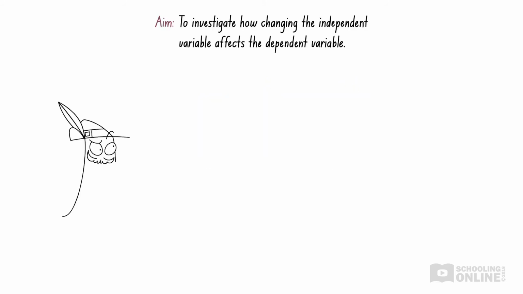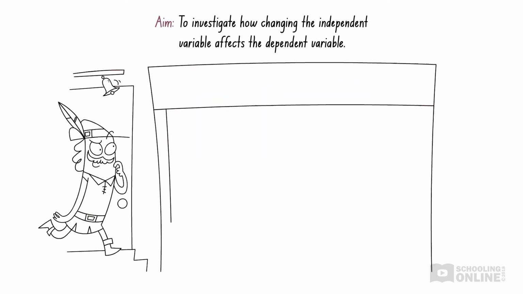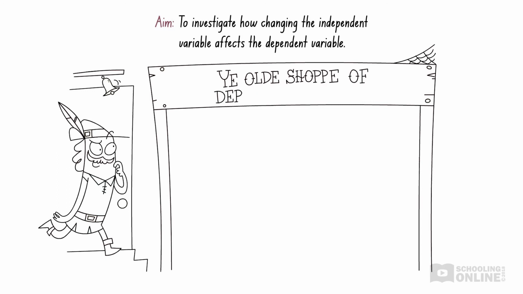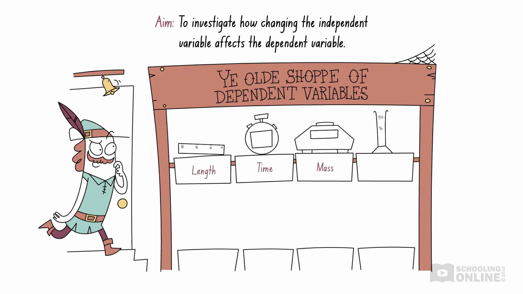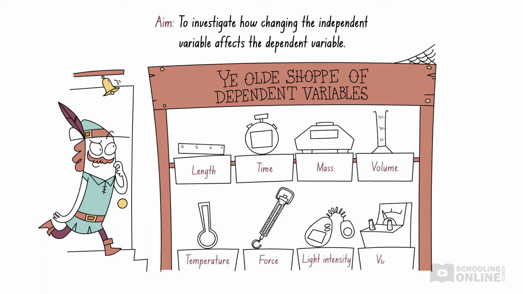For an experiment to be valid, we need to make sure that we are actually measuring the dependent variable and not some other factor. Sometimes there are many different factors that we can measure to achieve our experimental aim, so we need to pick the most appropriate one for each experiment.